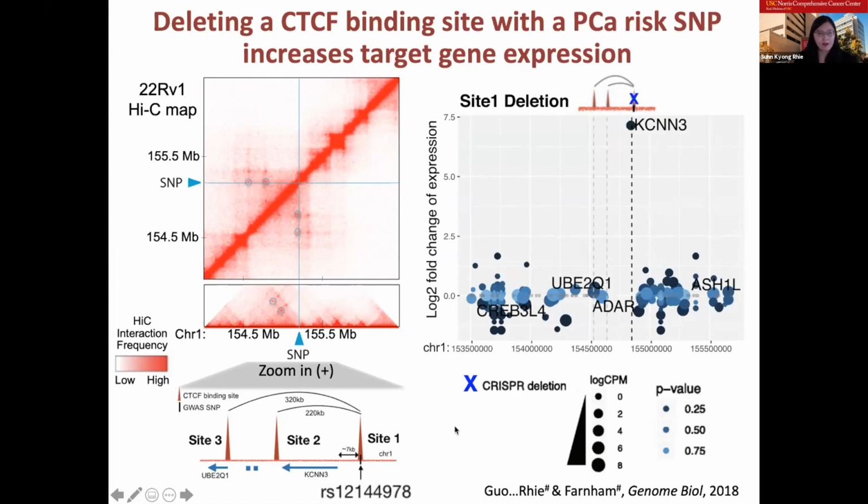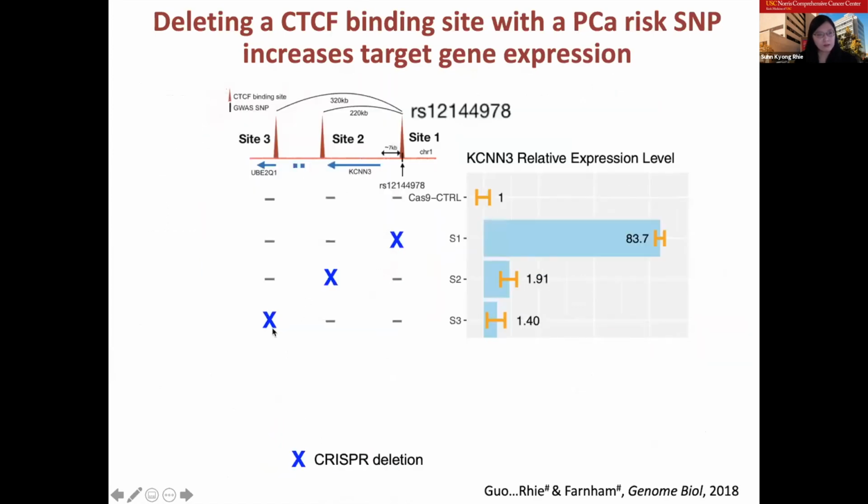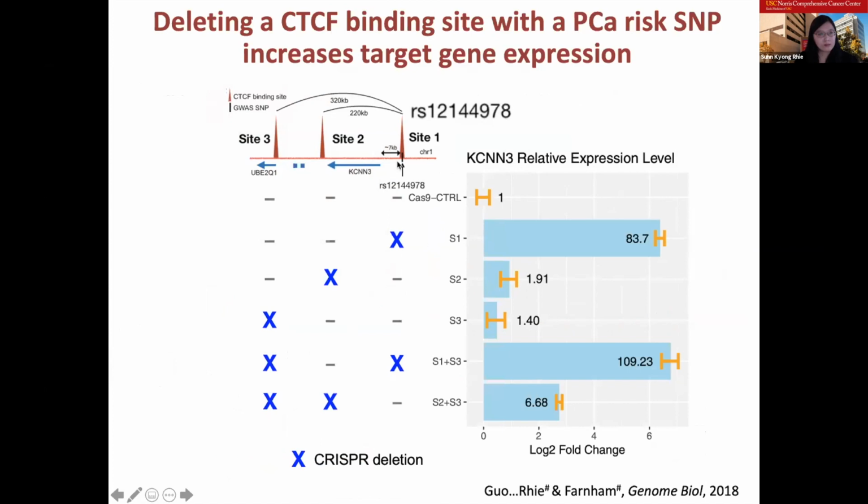And we asked, how about if we delete another site, site 2 and site 3? So we deleted site 2 and site 3. However, we didn't see the expression change for KCNN3. However, when we deleted them together with site 1, we were able to see the very strong signal changes.